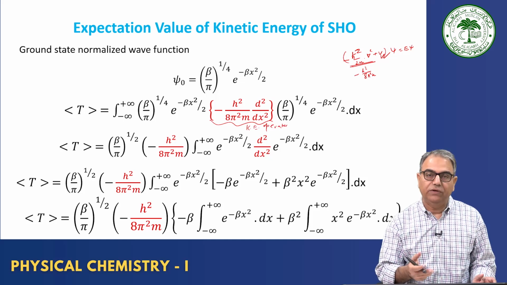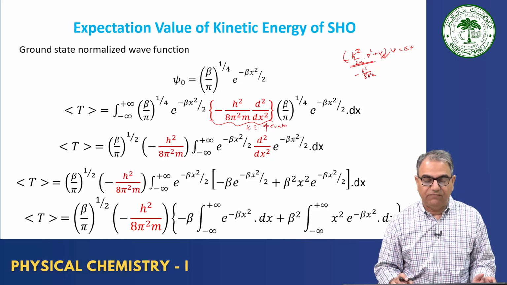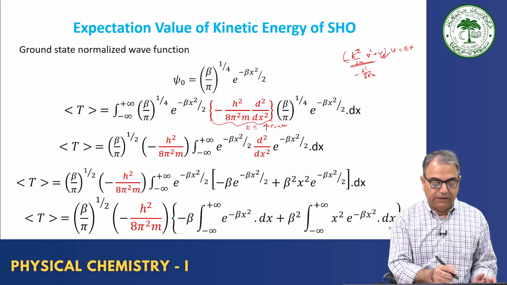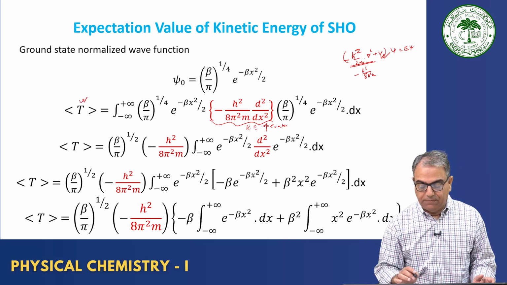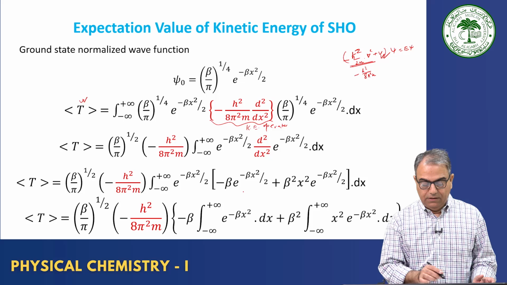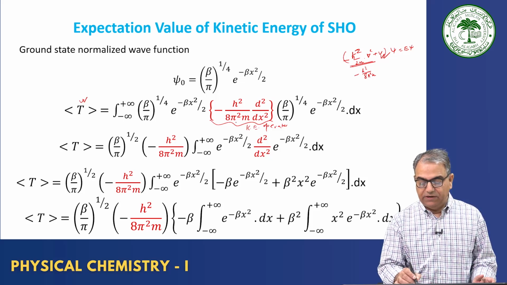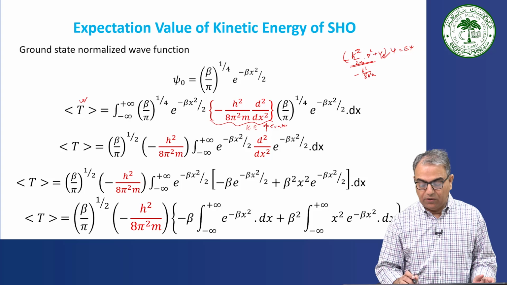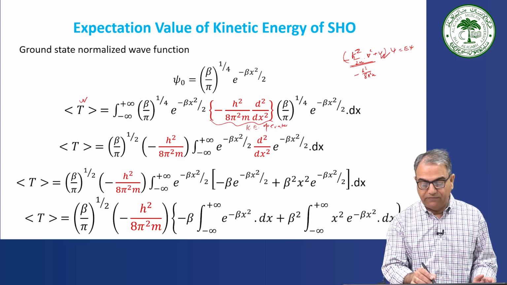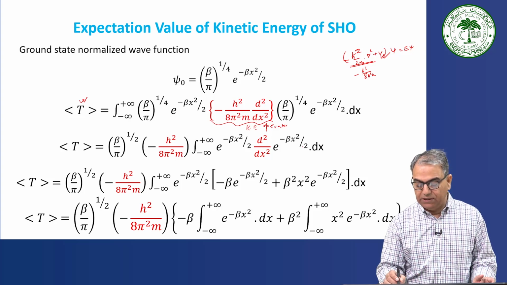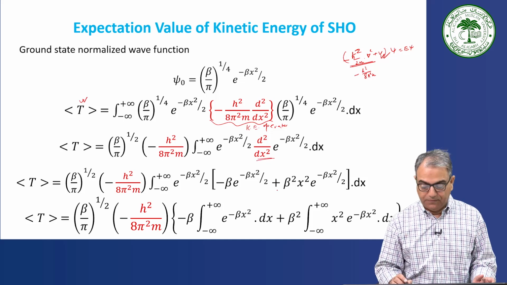Whatever operator you use, you get the expectation value of the same physical quantity, and the T term I have used for the kinetic energy. So if you use this operator, then see the derivations: minus h square divided by 8 pi square m I have brought outside. Then you have the first exponential term, the second exponential term, and in between you have the double differential d square by dx square.